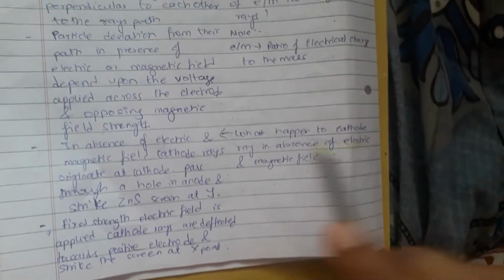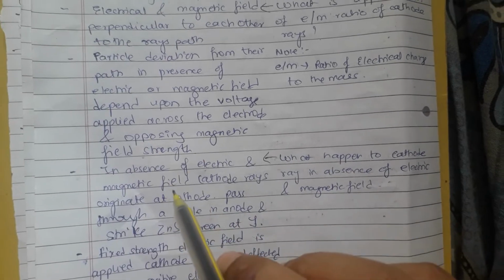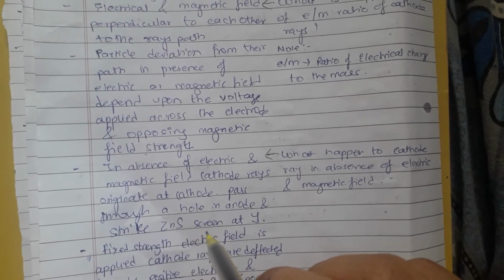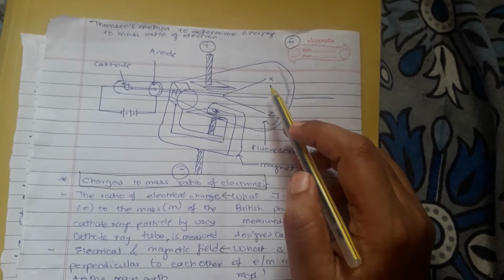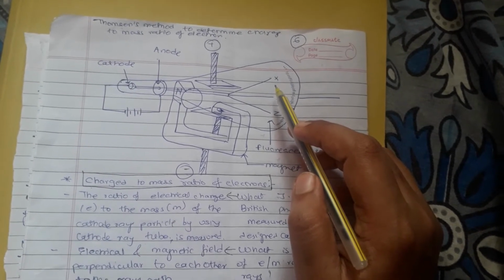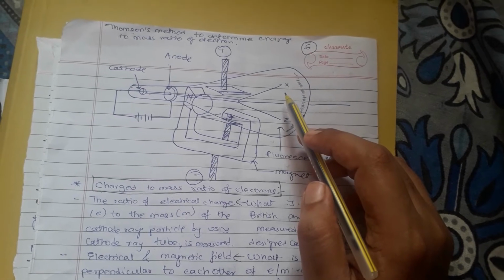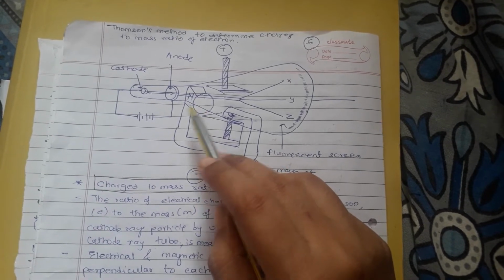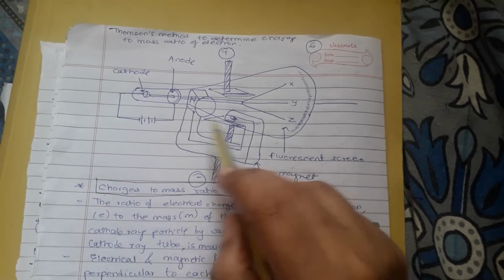What happens to the cathode ray in the absence of electric and magnetic fields? In their absence, the cathode ray originates at the cathode, passes through a hole in the anode, and strikes the ZnS screen at Y. In this diagram, the cathode rays pass through a hole in the anode and strike the ZnS screen at Y.